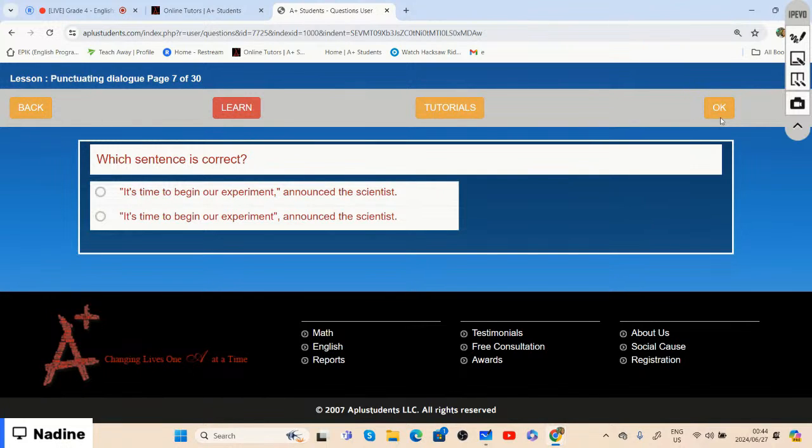The next one says, "It's time to begin our experiment," announced the scientist. Or option two, "It's time to begin our experiment", the comma is outside of the quotation mark, announced the scientist. Option one or option two? Which one is correct? Should the comma be inside of the quotation mark or outside of the quotation mark?